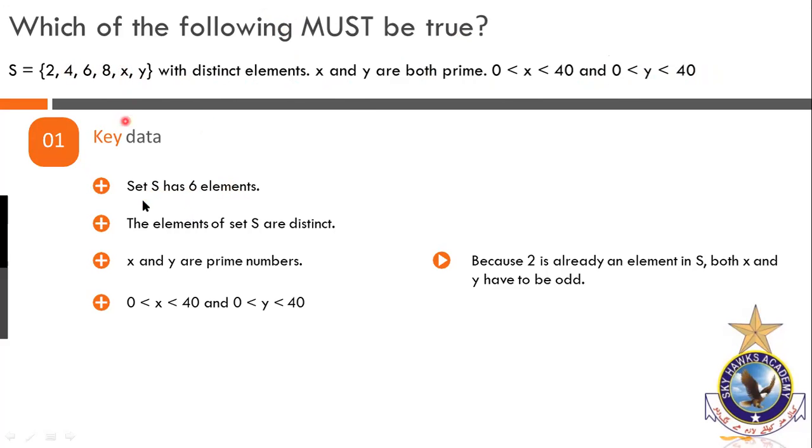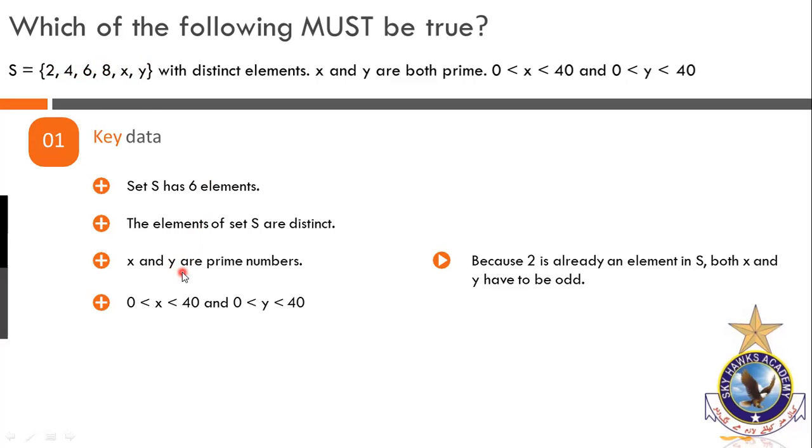The second is that the elements of set S are distinct. They can never be repeated. We cannot take x as 2 or whatsoever the values are. So x and y cannot get these values 2, 4, 6, 8. The third one is very important.